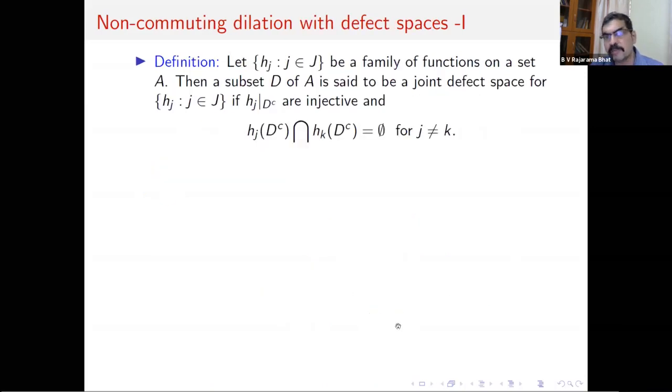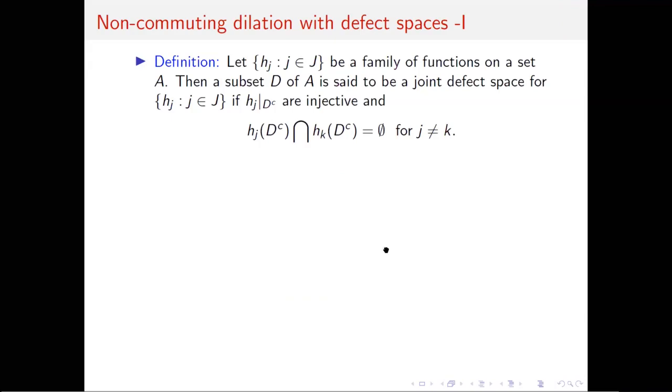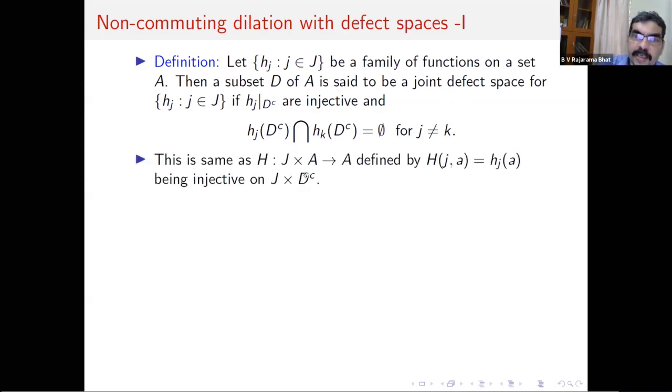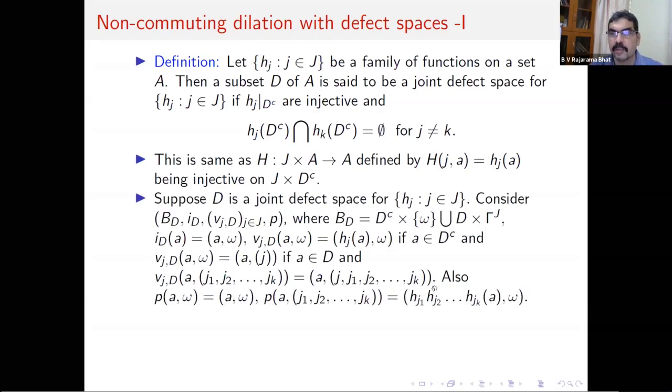Again, this is the standard part without any defect space. With defect spaces also we can do it, but again there are some small twists. We need a joint defect space, so different J and K also. Another way of putting that: if you form a composite function from J cross A, if you do this Hj a, then that should be injective on J cross D. The injectivity of each Hj separately is not enough. I need the injectivity of this function, which is formed out of all the Hj's. That should be injective on D complement. If you have such a joint defect space, one can do the non-commutative dilation.